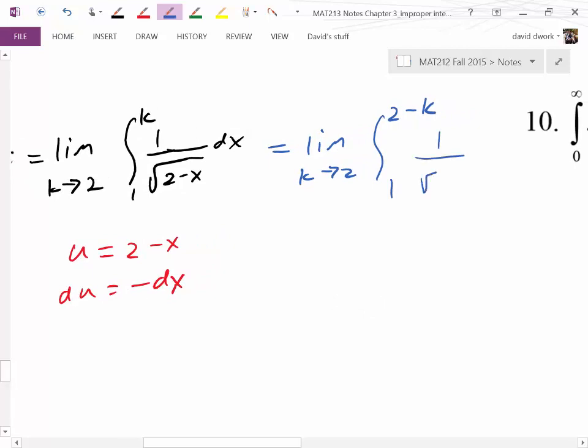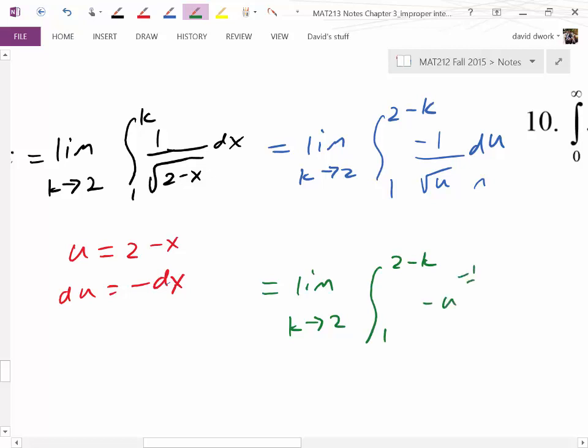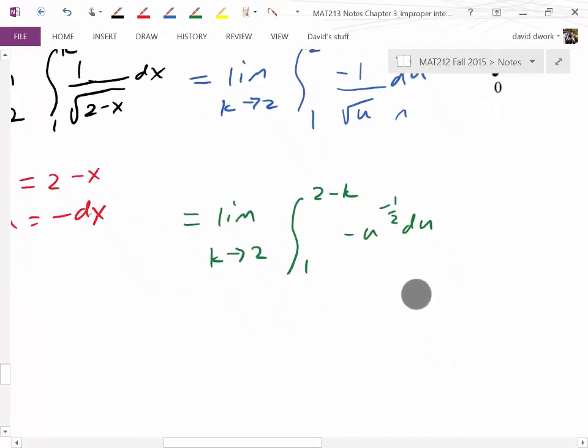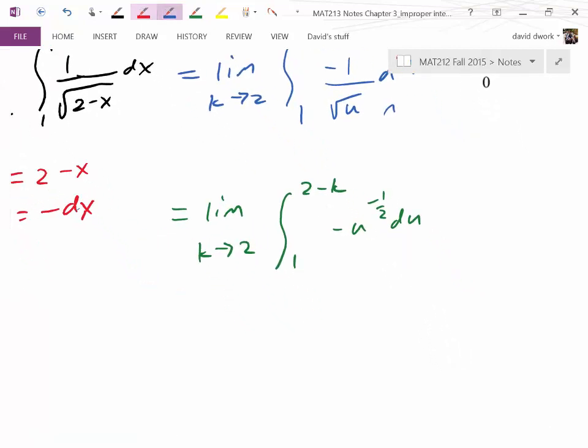So now this is just going to be left with 1 over the square root of u, negative du, because of the negative dx right there. So when I substitute in for dx, it's negative du. Okay, so you can use however comfortable you are with doing integration. I'm going to just do this a little slowly. I'm going to rewrite this as negative u to the negative 1/2 du. So now for this integral, this should look familiar. This is very similar to the last problem we just did.